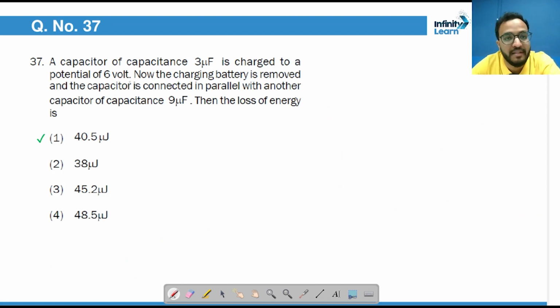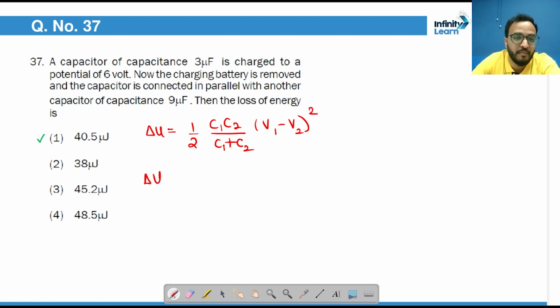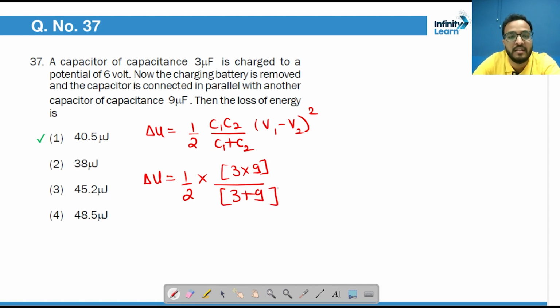Now question number 37. A capacitor of capacitance 3 microfarad is charged to a potential of 6 volts. Now the charging battery is removed and the capacitor is connected in parallel with another capacitor. Again, simple, we know that. What is the loss of energy in such cases? Half C1 C2 upon (C1 plus C2) into (V1 minus V2) whole square. Now every information is given. What is C1? C1 is 3. C2 is 9, so 9 upon 3 plus 9, into 6 minus 0 whole square, because the second one is uncharged, right?